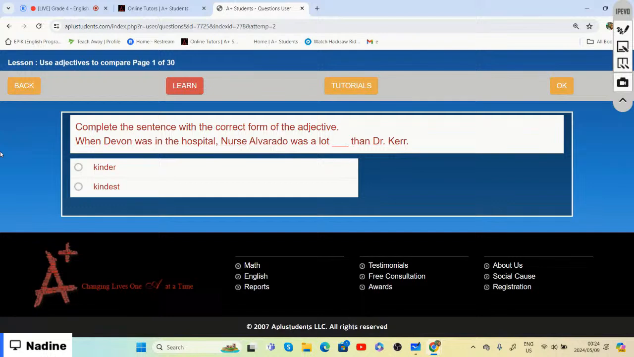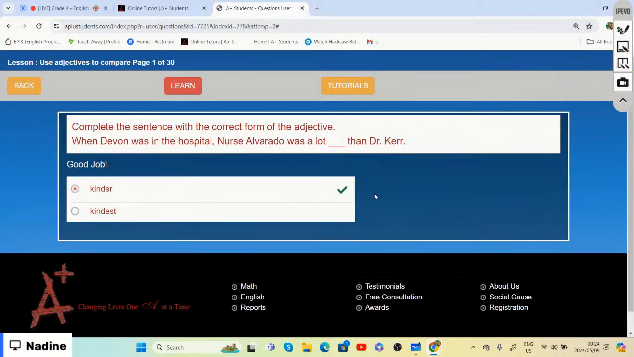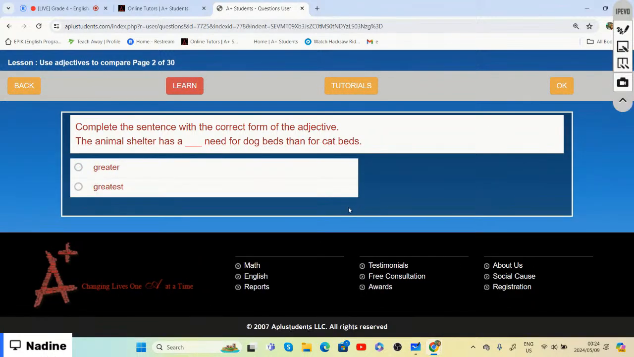All right. If we select the correct one, we can say that Nurse Alvarado was a lot kinder than Dr. Kerr, because Nurse Alvarado is being compared to Dr. Kerr. That means that it is a comparative adjective and it ends in er. So kinder. So well done. Number one is correct.